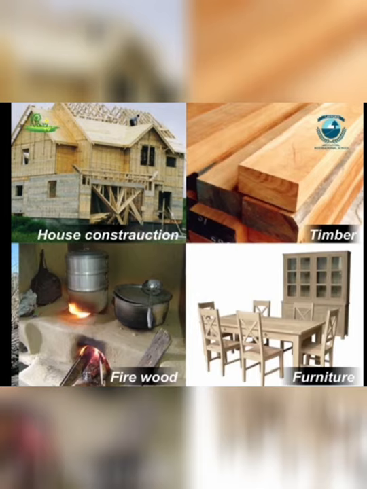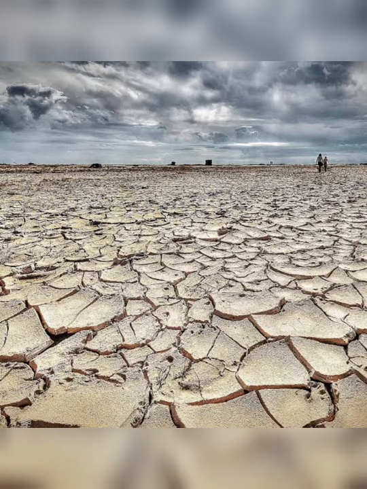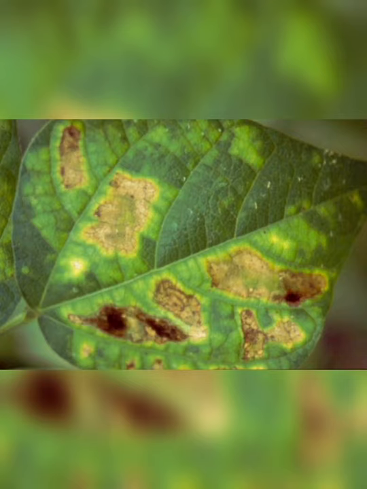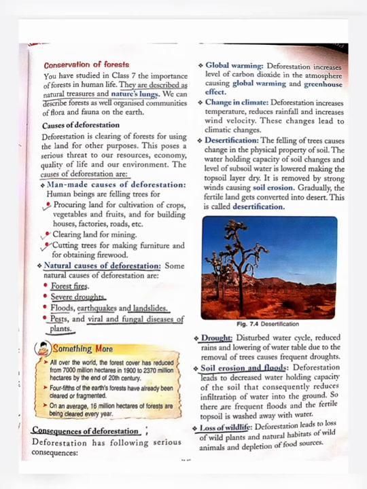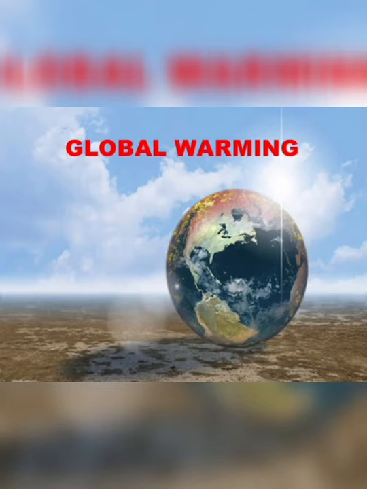And there are some natural causes of deforestation. For example, forest fire, severe droughts, flood, earthquake, landslides, and some fungal disease of plants. Deforestation has many serious consequences. One is global warming. Deforestation increases level of carbon dioxide in the atmosphere, causing global warming and greenhouse effect.